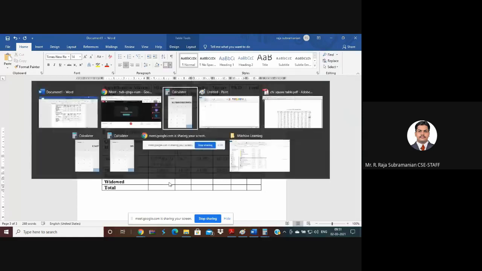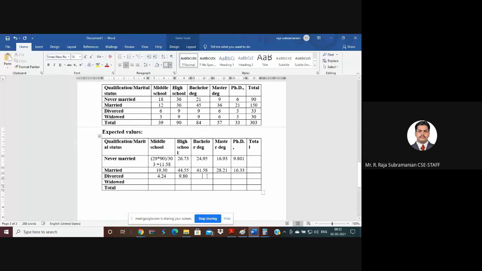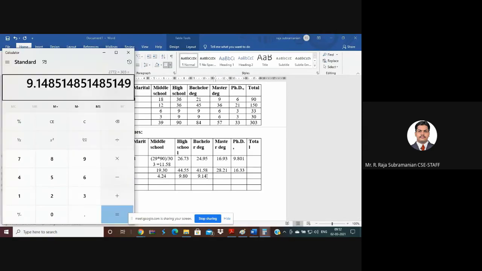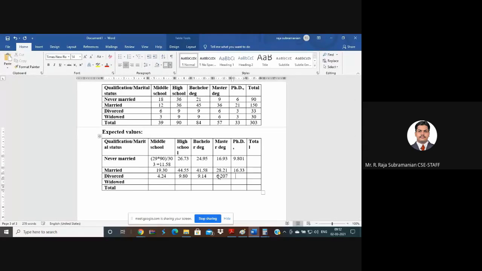I just use the calculator again. 84 into 33, 2772 divided by 303, which is 9.14. And yes, at least calculate for the next one, the final thing, that is widowed. Okay, I'll calculate it completely for this. 57 into 33, 1881 divided by 303, that is 6.207.